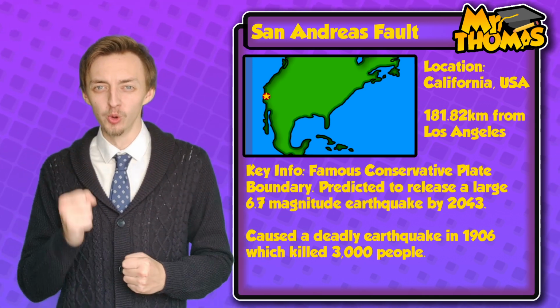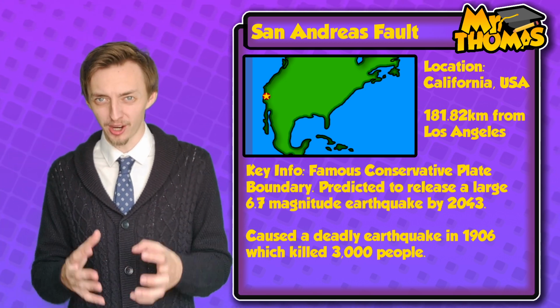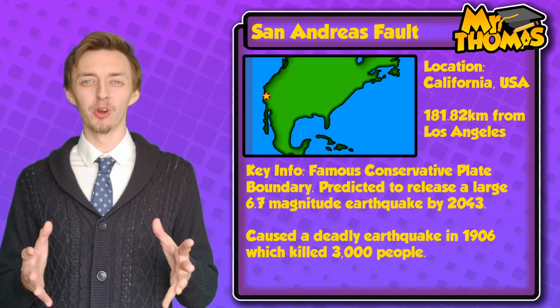Such as the one that struck Northern California in 1906. Modern calculations believe that this earthquake killed 3,000 people and left 250,000 homeless.